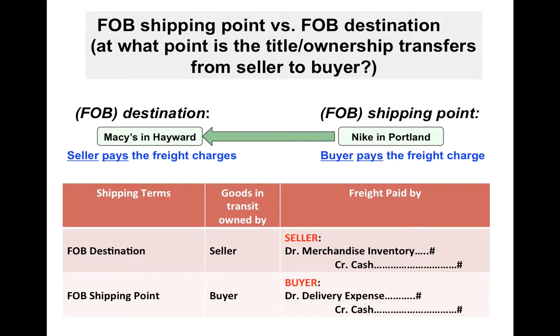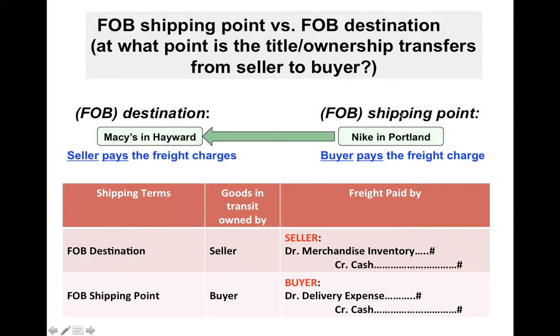Okay, let me talk about this concept of freight. So there are two different shipping terms. FOB, which stands for free on board or freight on board, shipping point versus FOB destination. And the question here is, at which point, where is the title for the merchandise? Where does it transfer from the seller to the buyer? And guys, the title is just like a title for your car. It's the proof of ownership. So here is an example. I am Macy's in Hayward, and we are buying sneakers from Nike in Portland. So Nike is the seller, Macy's is the buyer. So what's the shipping point? It's the geographical location from which the merchandise is shipped.